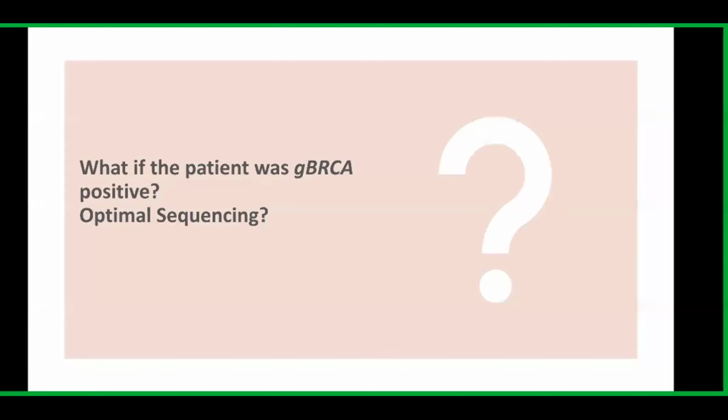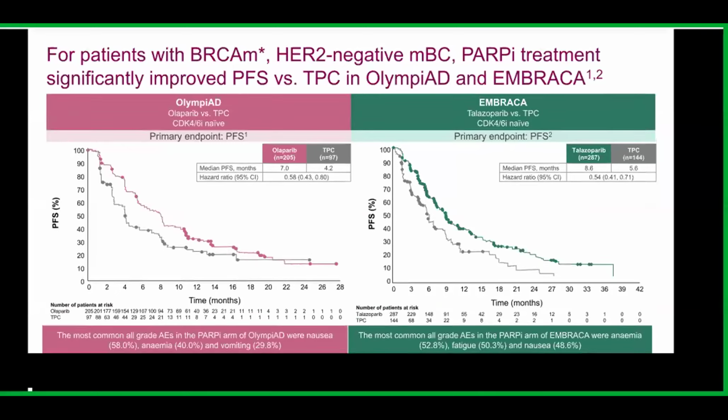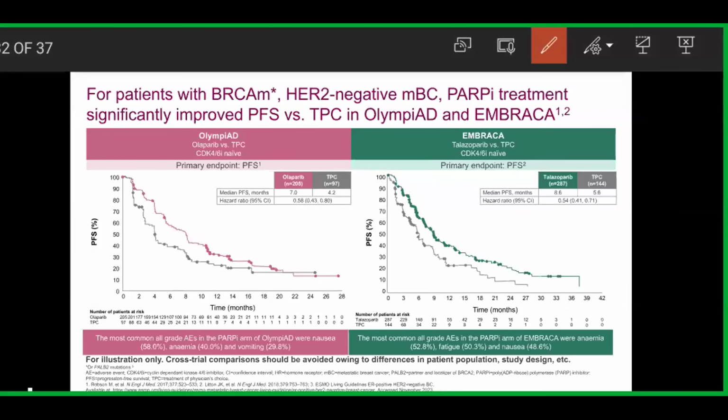But if the patient had a germline BRCA, how do you want to sequence the drugs, Dr. Tejeshwar? How do you want to incorporate PARP inhibitors in the course of treatment? Based on the data, the OlympiAD trial has shown that in the second line setting, we can use PARP inhibitors in patients who are germline BRCA positive.